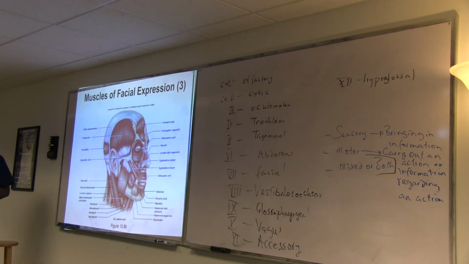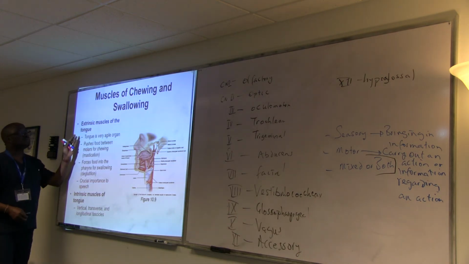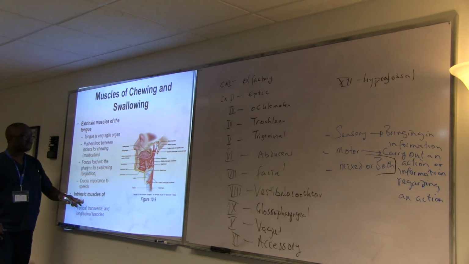Temporalis does what? Elevation and lateral extension of the mandible. Where is it coming from? Temporal lines and temporal fossa of what? Cranium. Where is it going? Coronoid process and anterior border of what? The mandibular ramus. That's why it's able to what? To elevate. Everybody good?